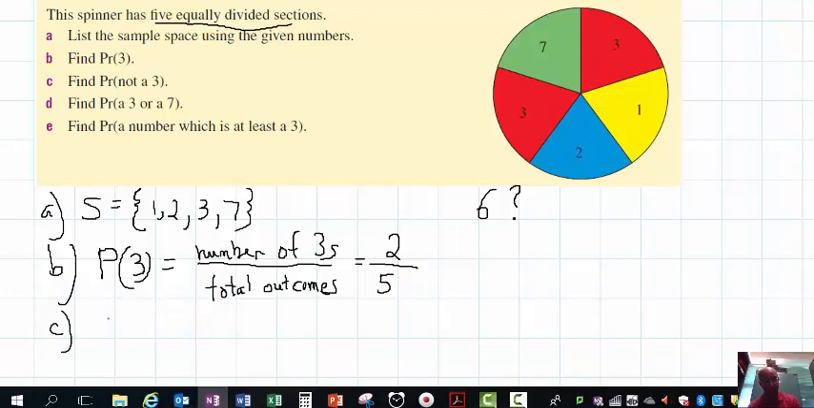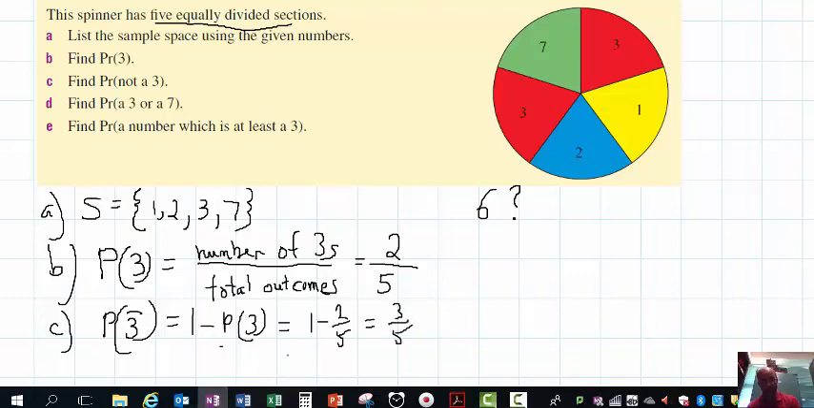Simplify those fractions. Probability of not a 3. So that's the complement, not a 3, is 1 minus the probability of a 3, which is 1 minus 2/5 that we just saw, and there's 5/5 in a whole, so there's 3/5.